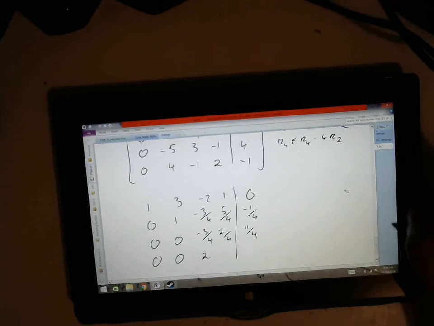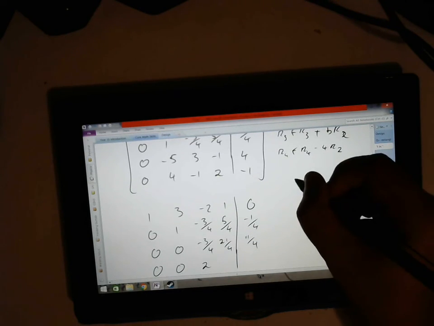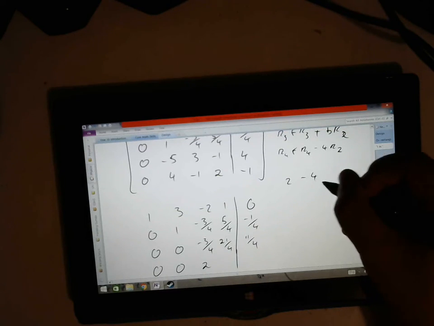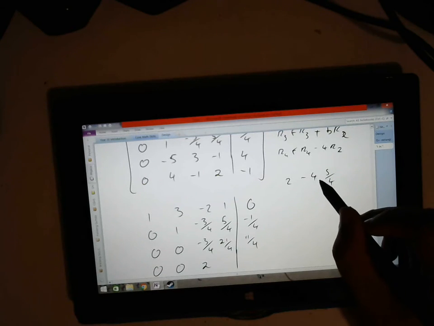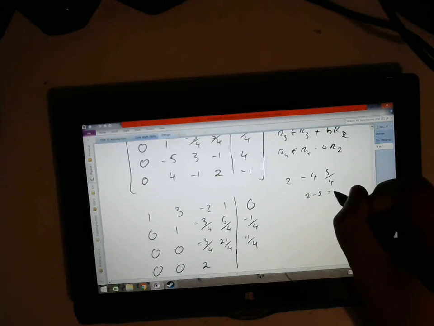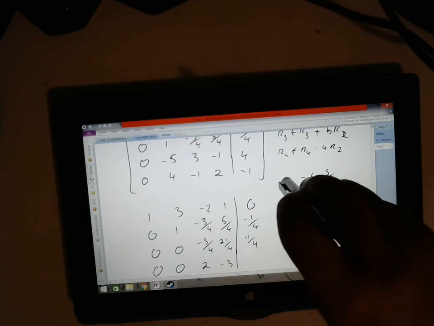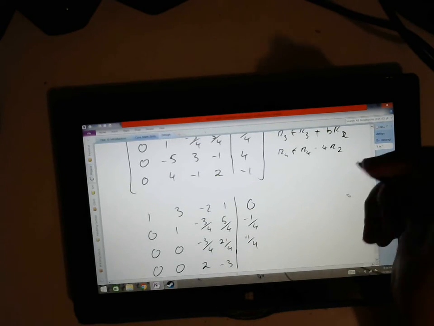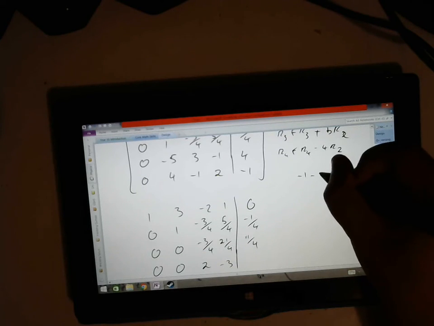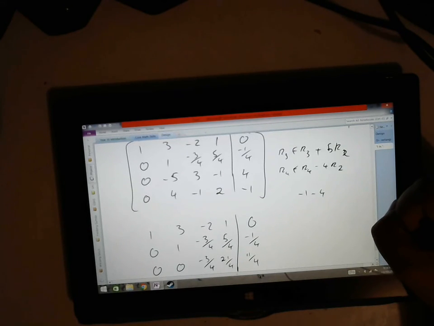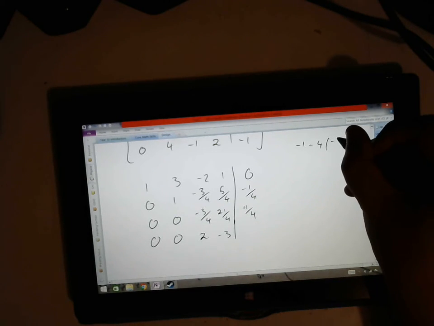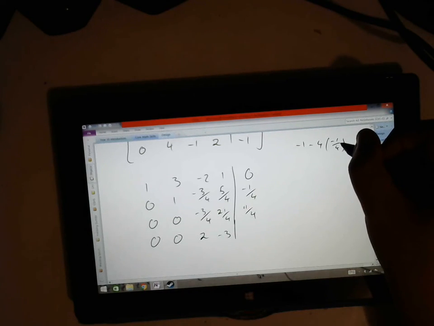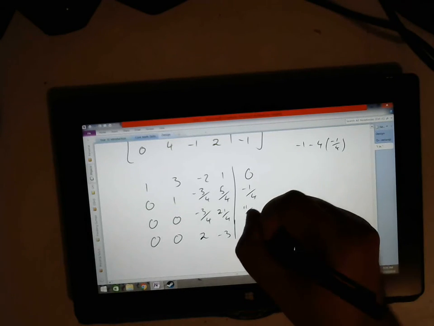And for our other one, we have here 2 take away 4 lots of 5 over 4. Oh, that's good. We're going to end up cancelling that there. So those will cancel. We're just going to have 2 take away 5 equals negative 3. And finally, we're going to have negative 1 take away 4 lots of, what was that over 4? Negative 1 over 4. Yep. Take away negative 1 over 4. Negatives will cancel. Those will cancel, so we're just going to have negative 1 plus 1, so that would give us 0.